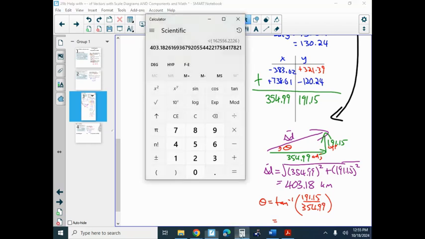So I can do 191.15 divided by 354.99, get that fraction, and then I can just do tan inverse of it. So boom, boom, tan inverse. It gives me 28.3 degrees, which we approximated as 27, so we're off by 1.3 degrees. It's pretty good results.